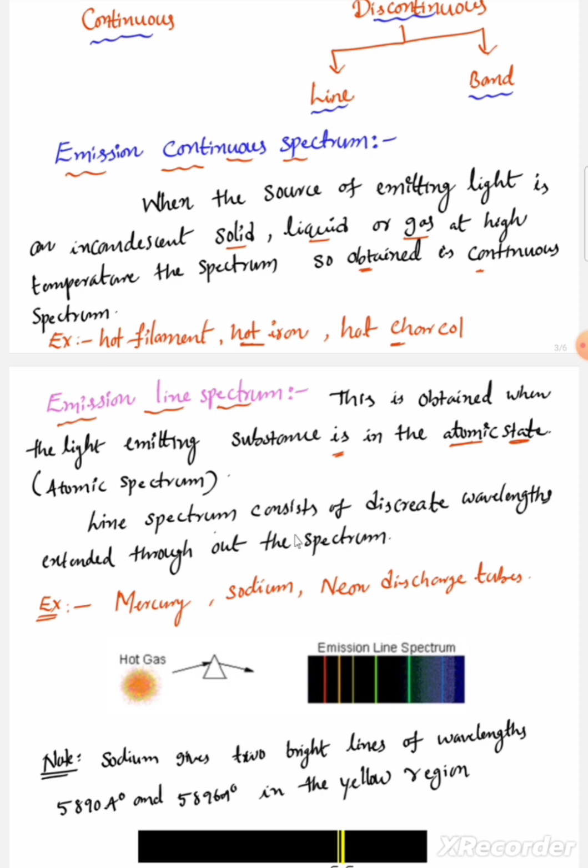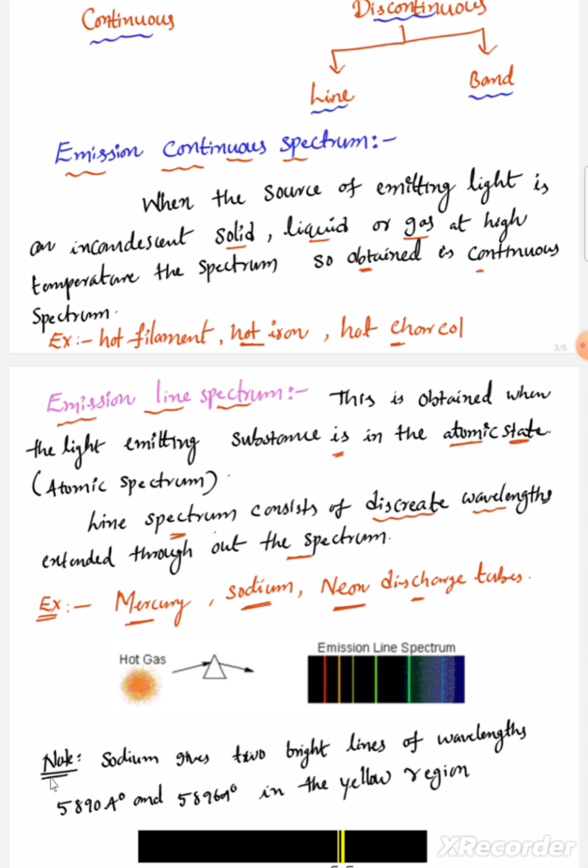This is also called the atomic spectrum. This line spectrum consists of discrete wavelengths extended throughout the spectrum. Examples: mercury, sodium, neon discharge tube. We know the discharge tube experiment. In that, when we take hydrogen gas, these four lines form. Or we can also take mercury, sodium, or neon.